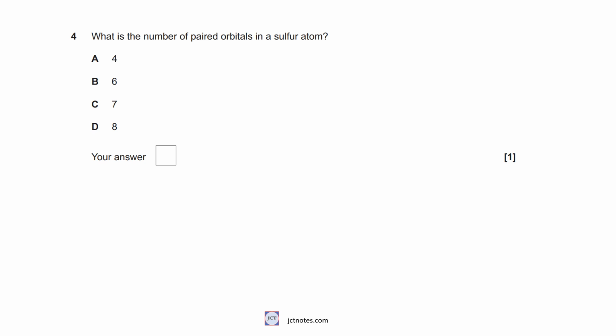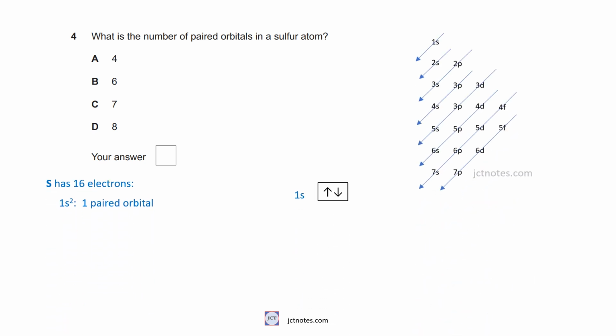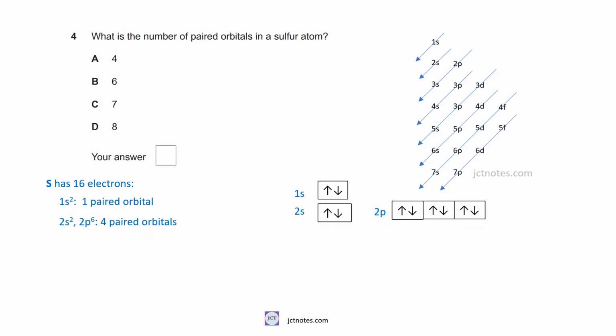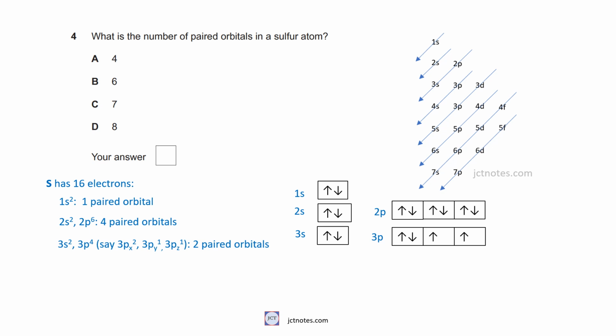Question 4 asks what is the number of paired orbitals in a sulfur atom? 4, 6, 7, or 8. Sulfur has 16 electrons. 1 paired electron in orbital 1s. 4 paired electrons in orbitals 2s and 2p. Another pair in orbital 3s. We are left with 4 electrons in the 3 orbitals 3p. The first 3 electrons will go to each orbital, and the 4th electron will start pairing. If we count the number of paired electrons, we have 7 pairs. Therefore the answer is C.